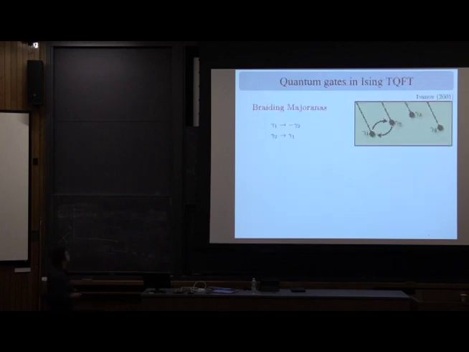Okay, so you probably heard from Professor Bonderson's talk that Ising anyons have non-abelian statistics. And one way of understanding non-abelian statistics in Ising anyons is the following. As you know, the superconducting order parameter has to be single-valued, right? That's the condition that we impose when we quantize the flux in a vortex.